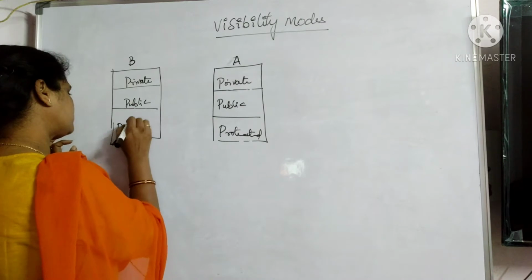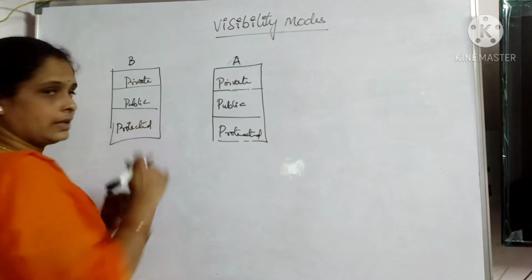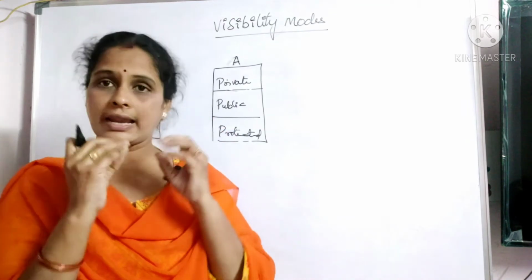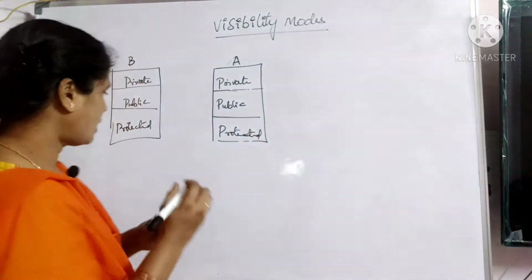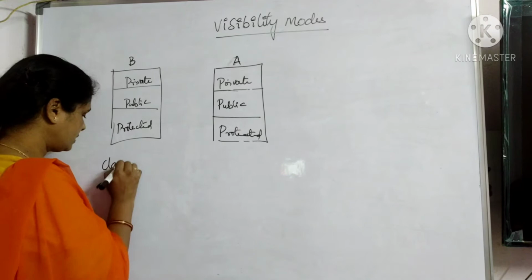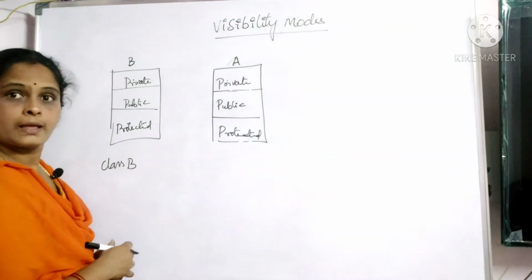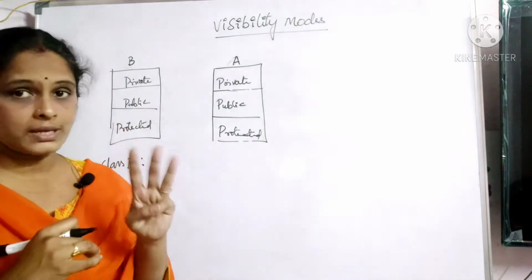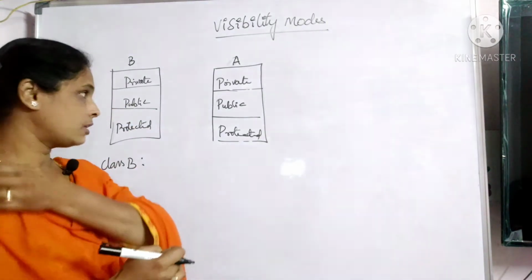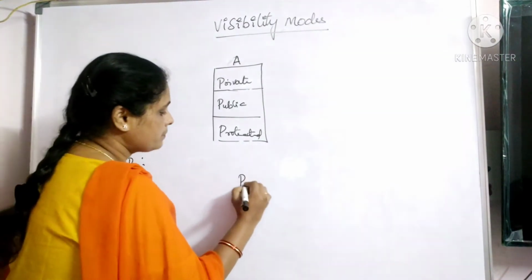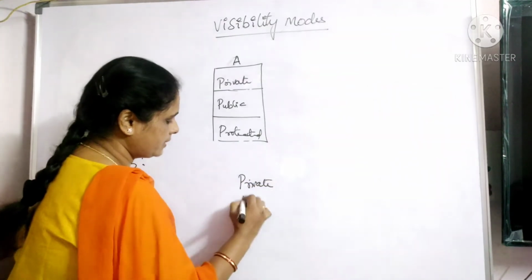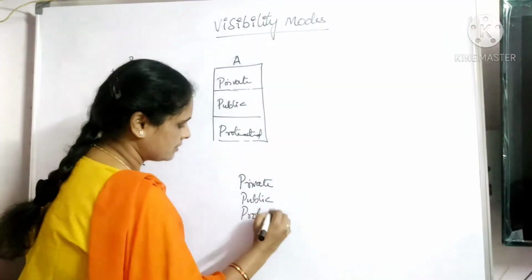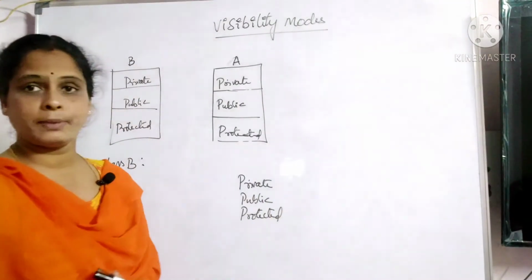Now, what did I say? I wanted to derive class B from class A. I told you three access specifiers or three visibility modes. What are they? Private, public and protected.